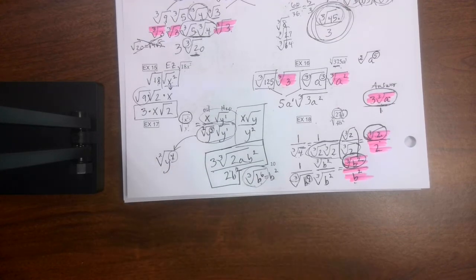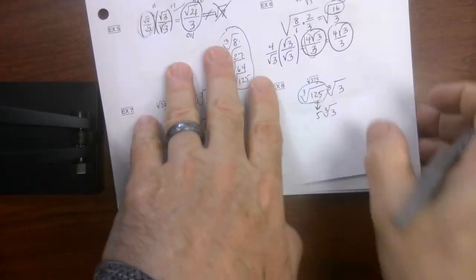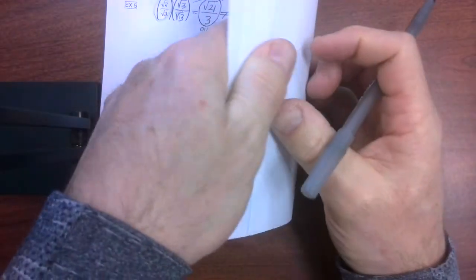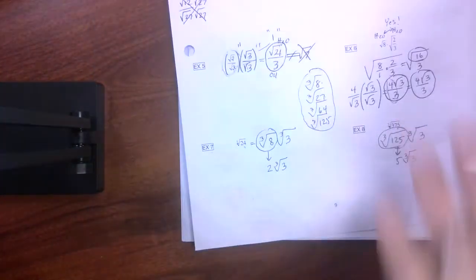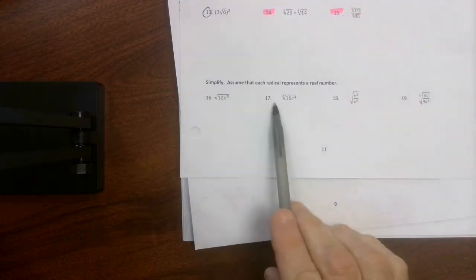All right, well, good luck on your homework assignment. Let me know if you have any questions. You are to do, oh boy, let's see here. Yeah, there we go. 16, 17, 18, and 19. You can call her good.